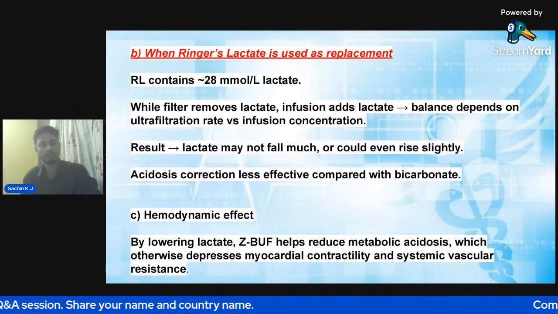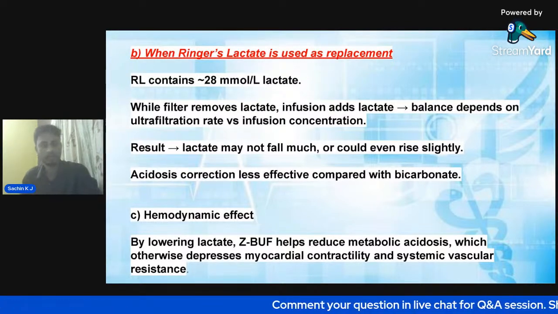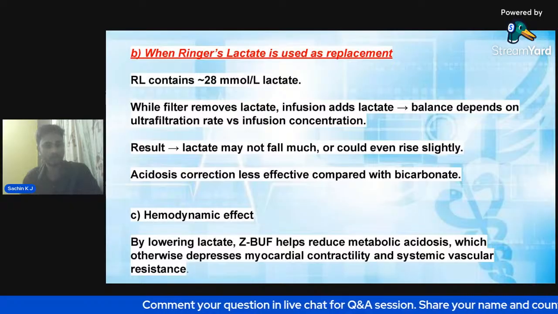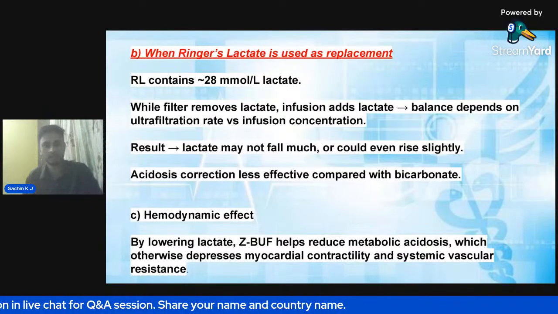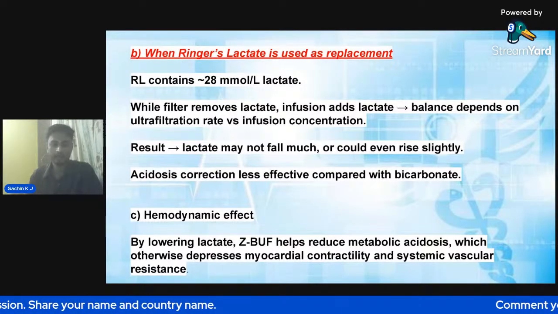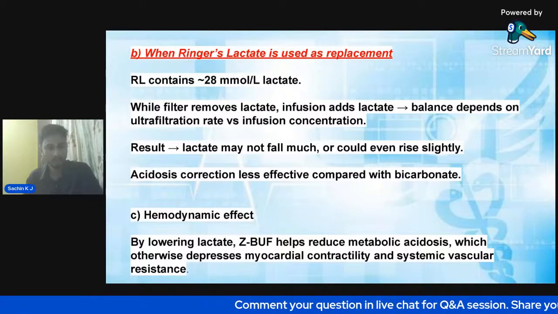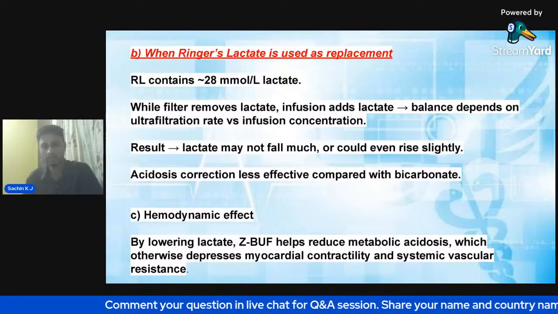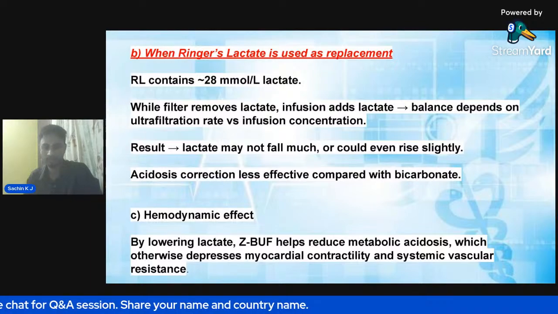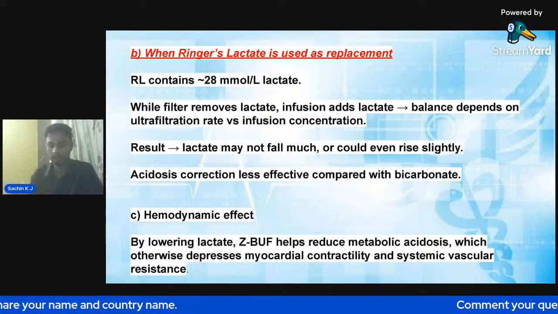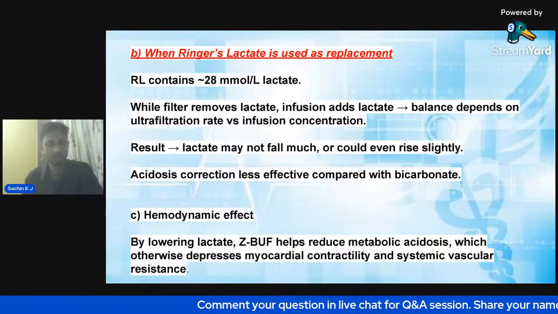When Ringer lactate is used as ZBUF, what happens? RL contains 28 millimole per liter lactate. While the filter removes lactate, the infusion adds lactate; balance depends on ultrafiltration rate versus infusion concentration. Result: lactate may not fall much or could even rise slightly. Acidosis correction is less effective compared with bicarbonate. Hemodynamic effect: by lowering lactate, ZBUF helps reduce metabolic acidosis, which otherwise deflates myocardial contractility and systemic vascular resistance. Next one, sir.